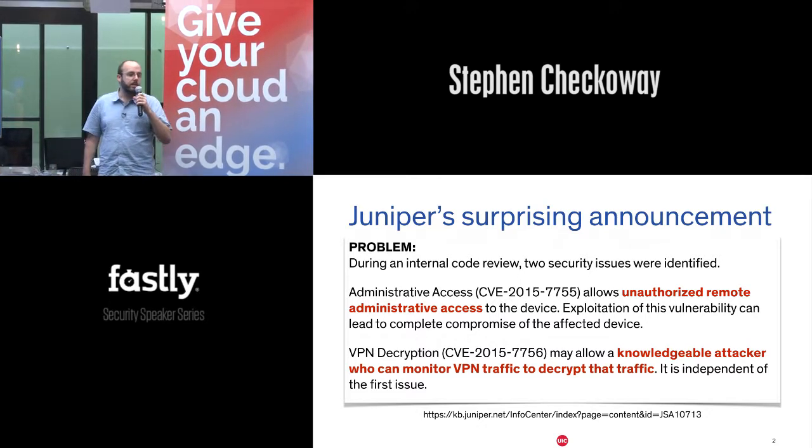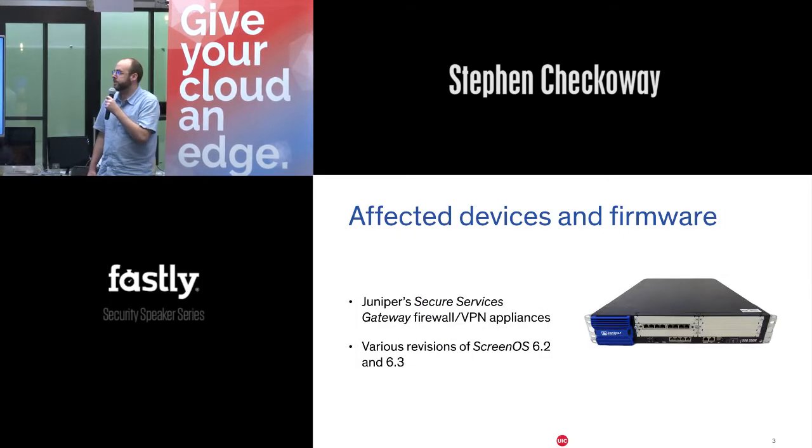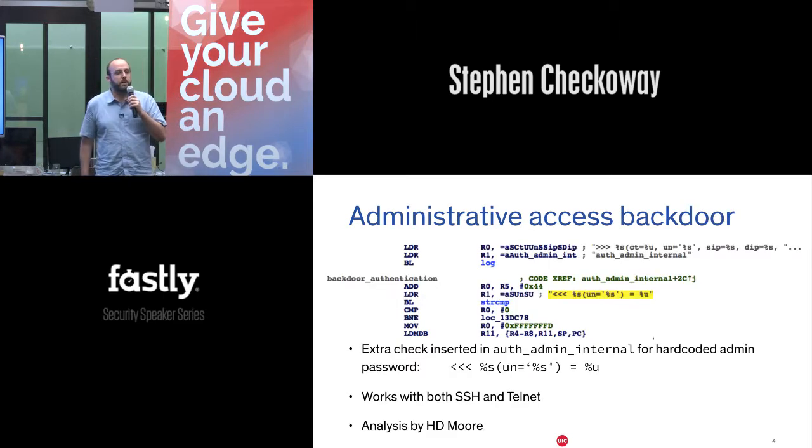So these are the devices. It's the Juniper Secure Services Gateway Firewall / VPN appliances. And the advisory was about a couple of versions of ScreenOS, which is their operating system that runs on these appliances. The first of these issues was the administrative access backdoor. And what's going on here is the attackers have inserted a hard-coded password highlighted in yellow here, where if you use that password to log in, then you are given administrator access. And this works both for SSH and for Telnet.